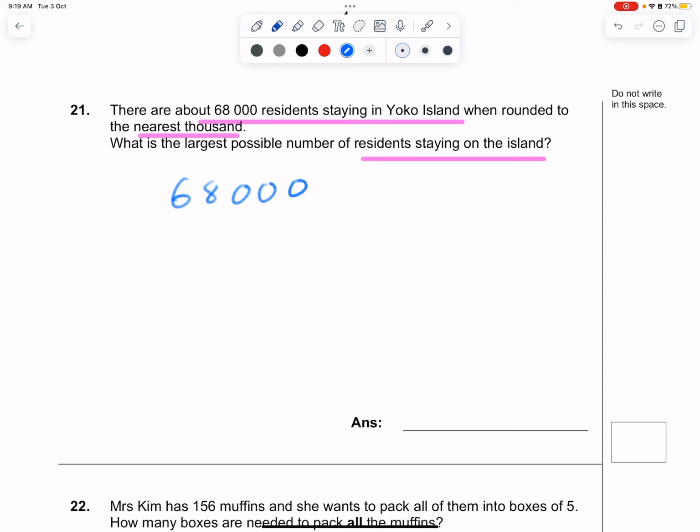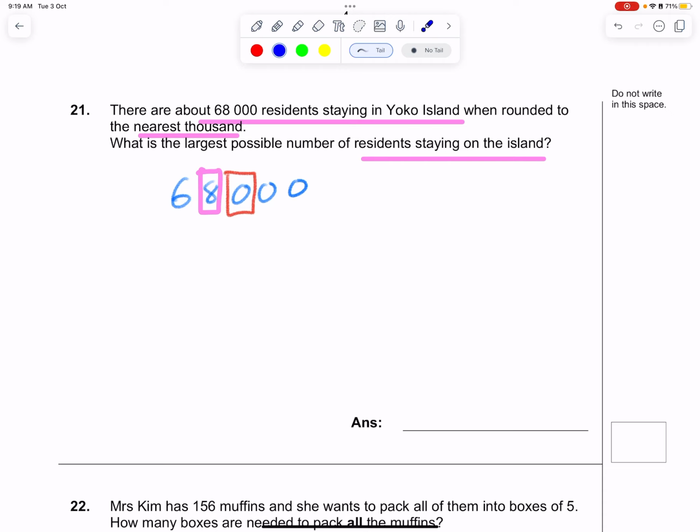Now, the trick here is because you are looking at the number before that, this is your thousands place. Let me highlight it. This is your thousands place. So you'll be looking at the number before that. Now, a lot of people would think that we should round up. No. When you want the largest possible number, it should be the other way round. You should round down. Okay, round down.